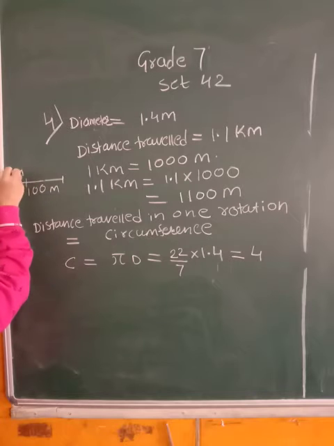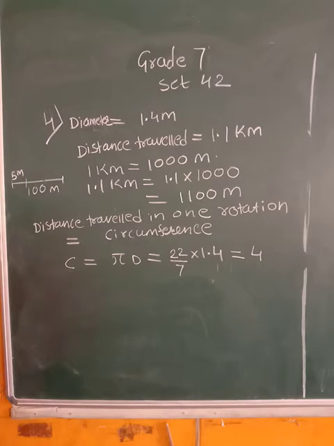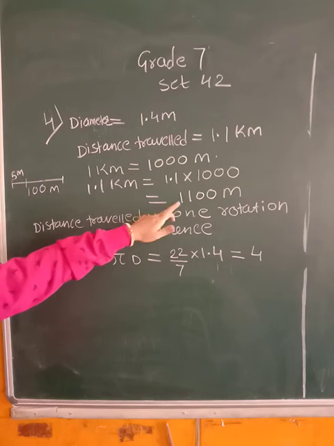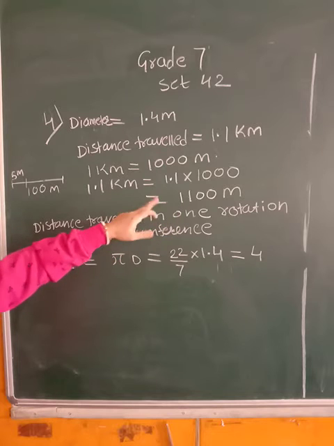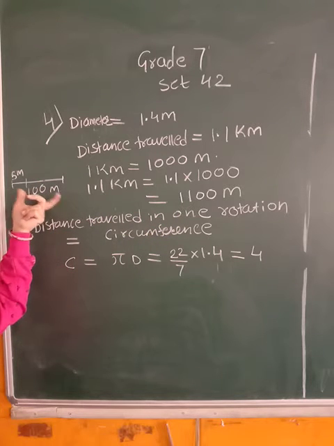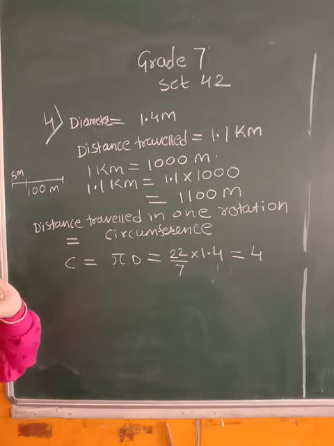If it is covering a distance of 5 meters in one rotation, and the total distance is 100 meters, then it is going to complete 20 rotations. Are you understanding? That means first we have to find the circumference, and then the total distance, here 1.1 kilometer. We divide that distance by the circumference, and then you will get the number of rotations. Are you understanding?